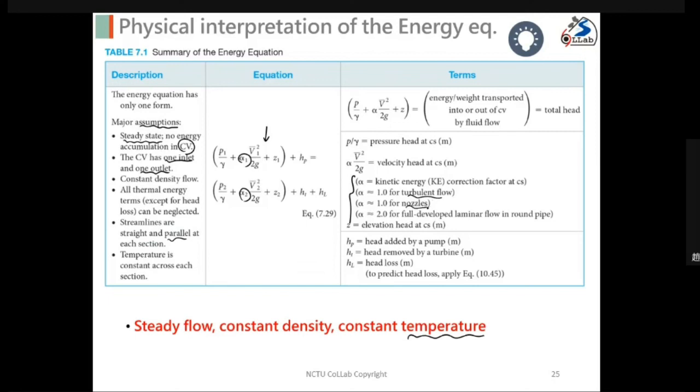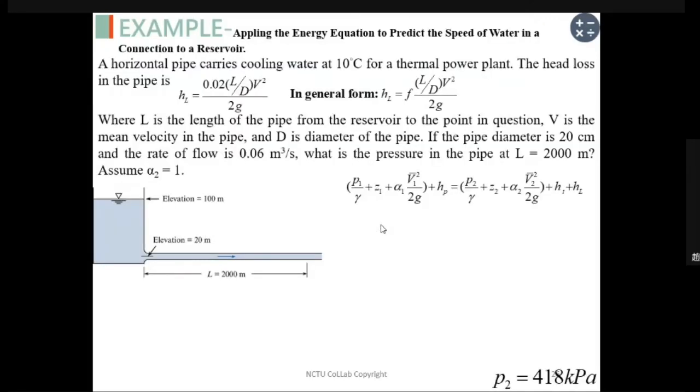And this is just to summarize the different alpha correction factors related to the different conditions. So for turbulent flow and the nozzle problems or uniform flow problems, we always use alpha equal to 1. And for laminar flow in a round pipe, we use alpha equal to 2. Okay, and the energy head terms are the pump head, turbine head, and the head loss for our problems.